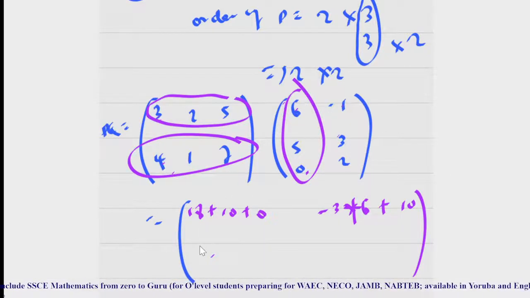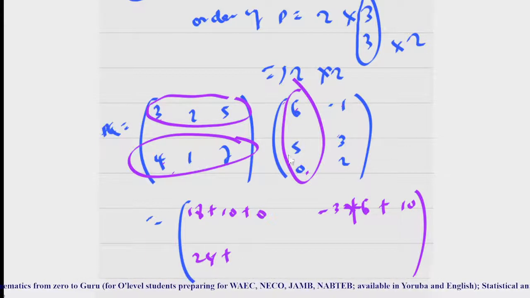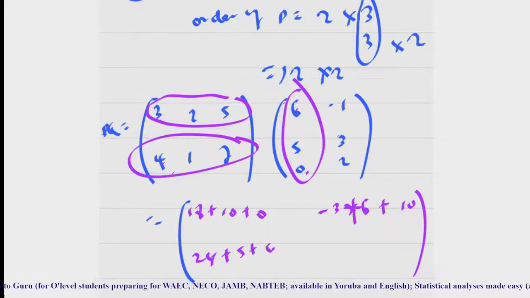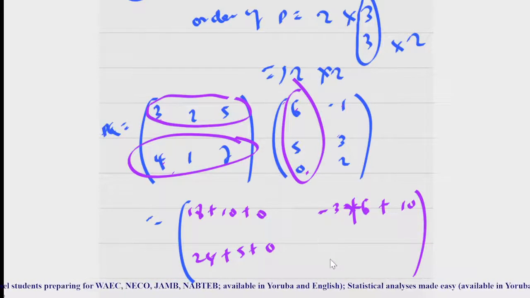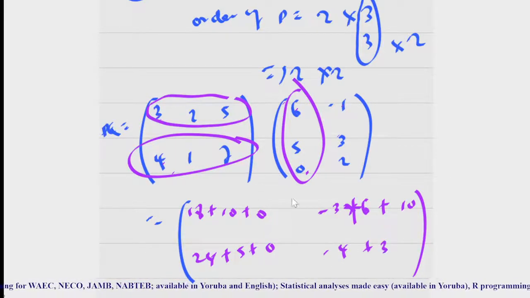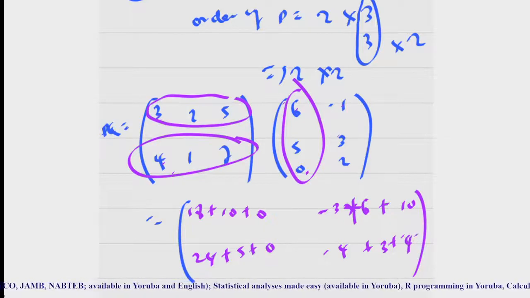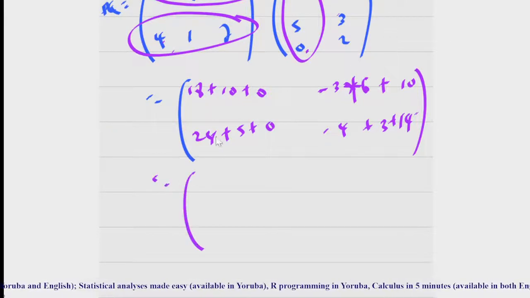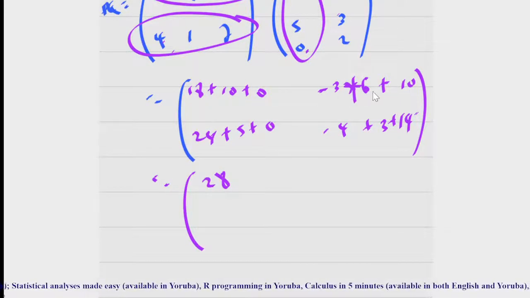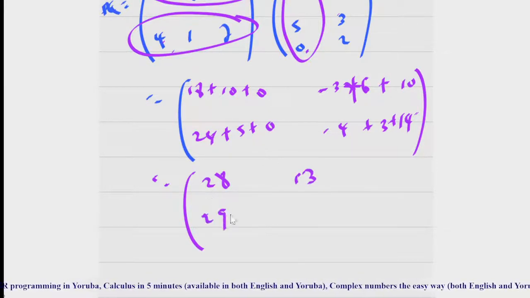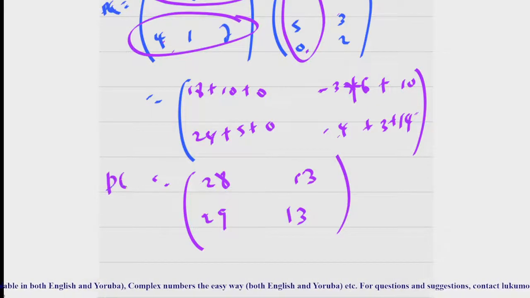Okay, 4 times 6, 24. 1 times 5, 5. 7 times 0 is 0. Then 4 times minus 1, minus 4, plus 3, plus 14. You understand now? So this is going to give me 18 plus 10, that is 28. Minus 3 plus 6, plus 10, that is 13. 24 plus 5, 29. Minus 4 plus 3 is minus 1. Minus 1 plus 14 is 13. I hope you understand. That's my PQ.